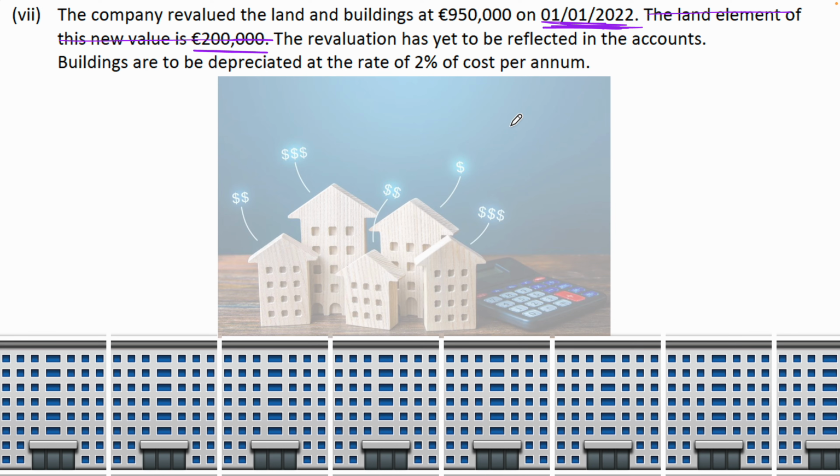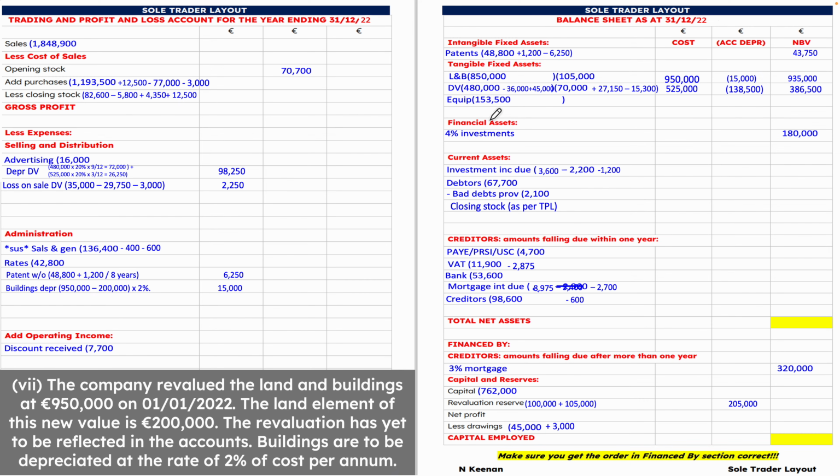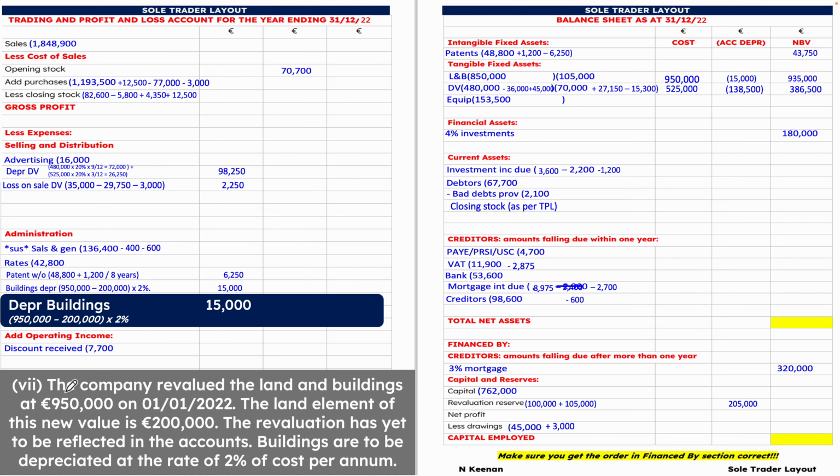Then it says the revaluation has yet to be reflected in the accounts. So I have to put the revaluation in the accounts. And then it says buildings are to be depreciated at the rate of 2% of cost per annum. So they're telling us the depreciation rate here. So first of all, what we'll do is the depreciation charge for the year.